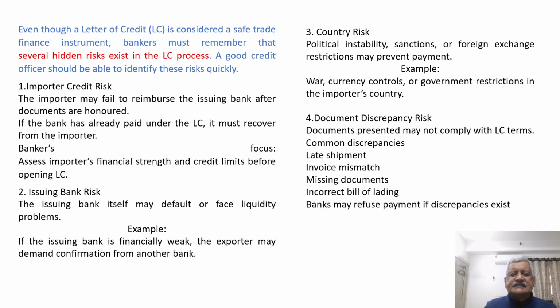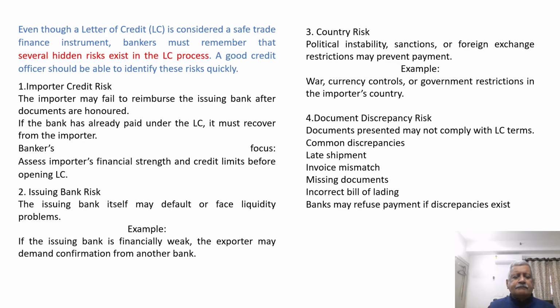A letter of credit is considered a safe trade finance instrument. Bankers must remember that several hidden risks exist in the LC process. A good credit officer should be able to identify these risks quickly. 1. Importer credit risk. The importer may fail to reimburse the issuing bank after documents are honored. If the bank has already paid under the LC, it must recover from the importer. Bankers focus: assess importers' financial strength and credit limits before opening LC.